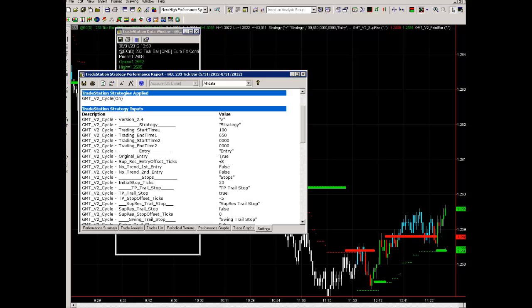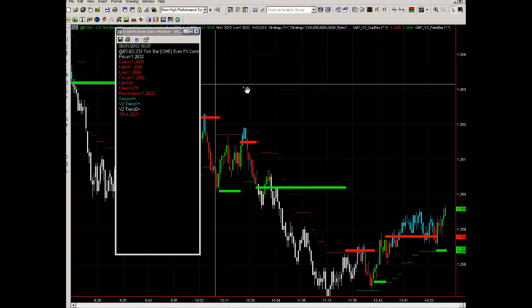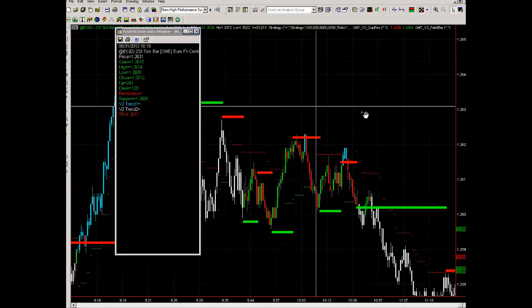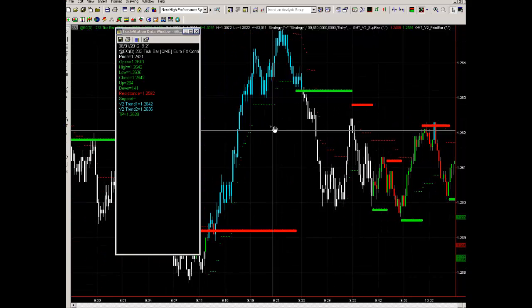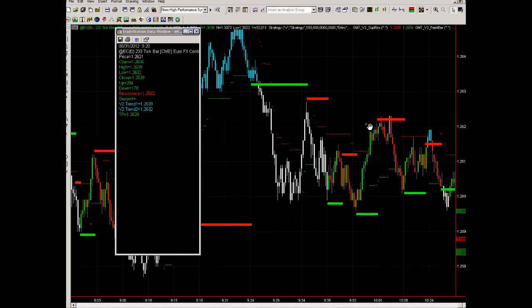So remember, the original entry is, and I'll just take you through exactly what that means. When we set this cycle trader up, we basically decided, right, well, if I, and here's a perfect example.